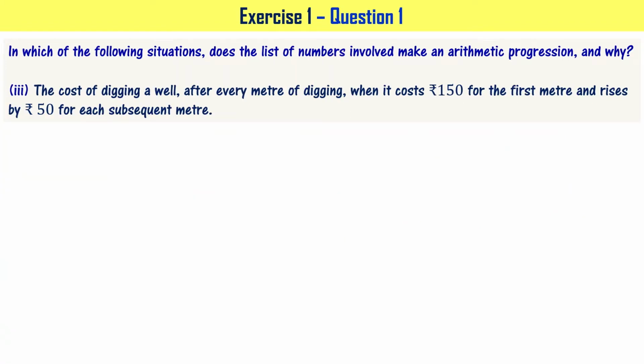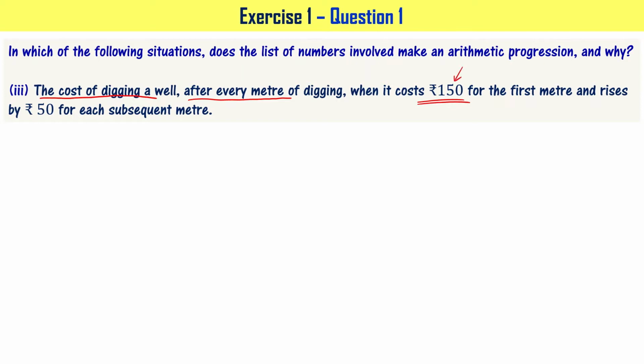The next scenario is the cost of digging a well after every meter of digging, when it costs 150 rupees for the first meter and rises by 50 rupees for each subsequent meter. Look at this. The list is going to be the cost of digging a well after every meter of digging. Meaning the list is going to have the cost for digging 1 meter, the cost for digging 2 meters, the cost for digging 3 meters, the cost for digging 4 meters, and so on, right? So the first meter is going to cost you 150 rupees.